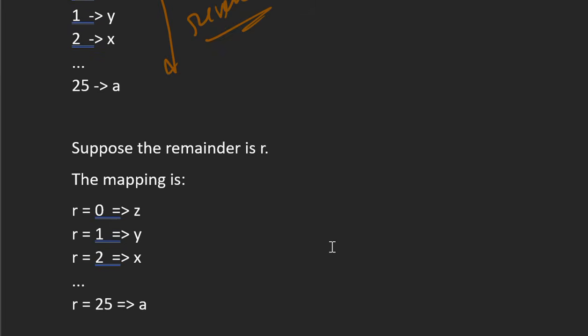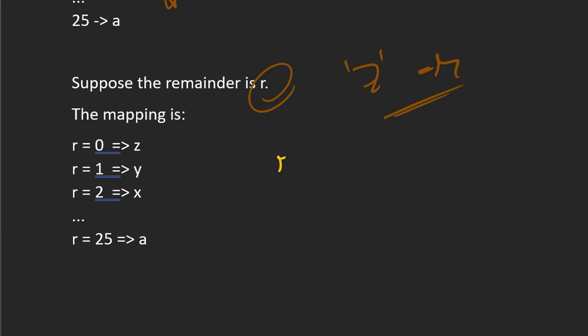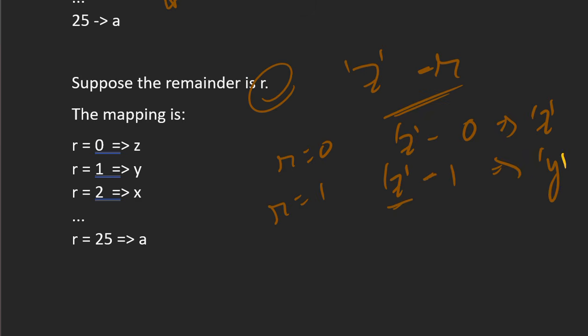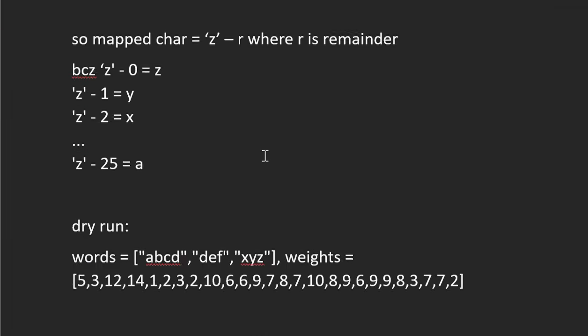Now let's say our remainder is r. Then our mapping will be z minus r. That is, if r is equal to 0, then we get z minus 0, which is the character z. If r is equal to 1, then we get z minus 1. When we subtract 1 from the ASCII value of z, we get the ASCII value of y. So we get the character y. Once we get our remainder, our mapped character will be z minus r, so we get it in O(1) time.